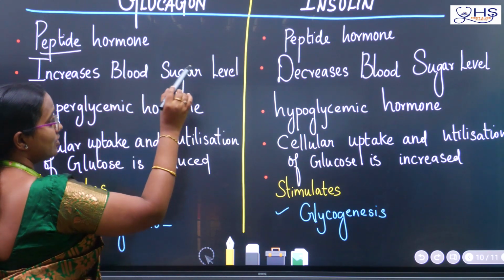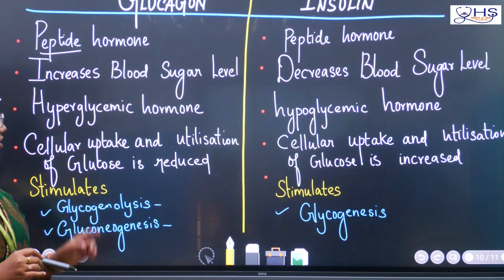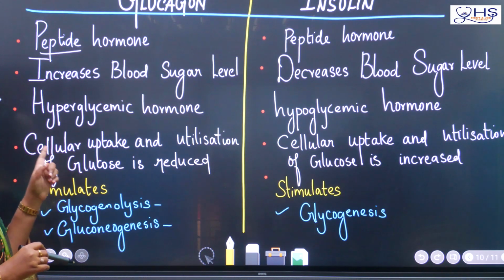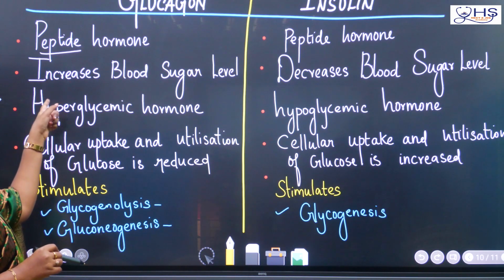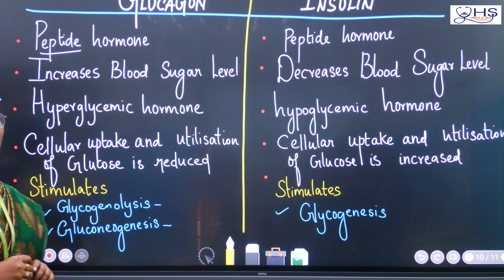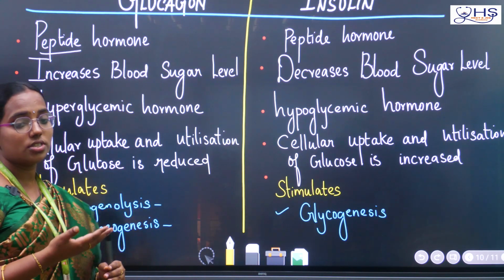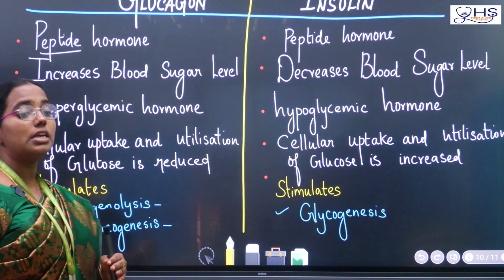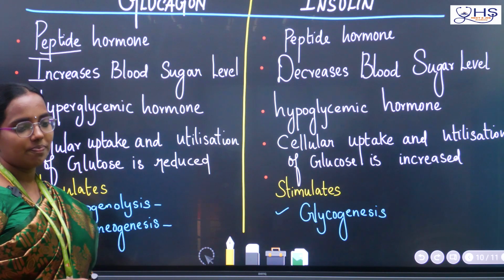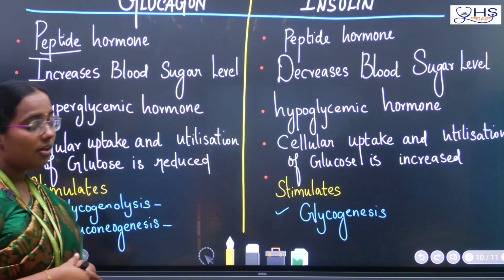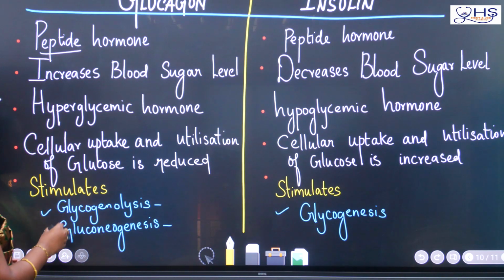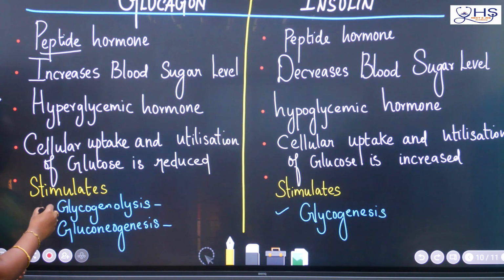Now we are going to see the difference between both the hormones. First, glucagon is a hormone which increases the blood sugar level. Whenever your blood sugar level is low, if this hormone is in your blood circulation, it will increase the sugar level. It increases the blood sugar level by two processes.